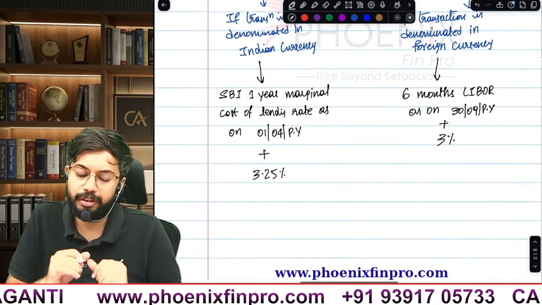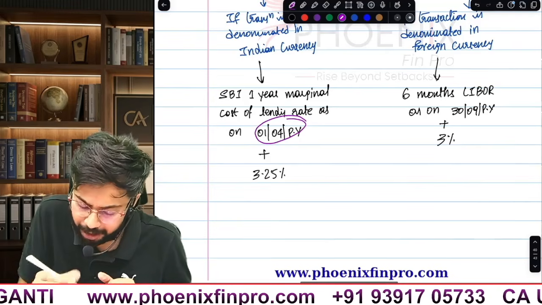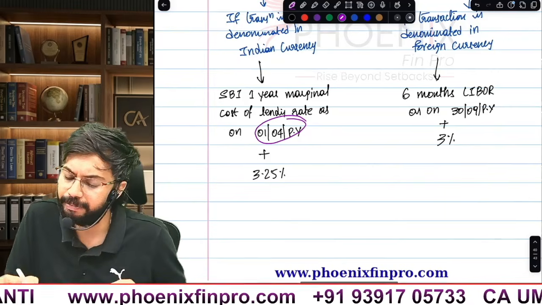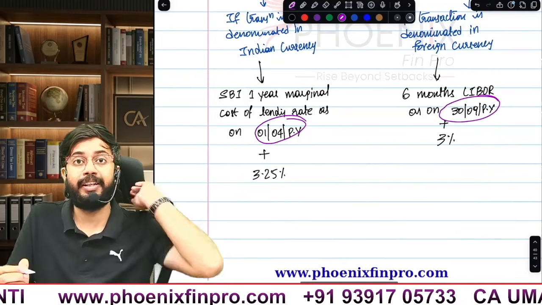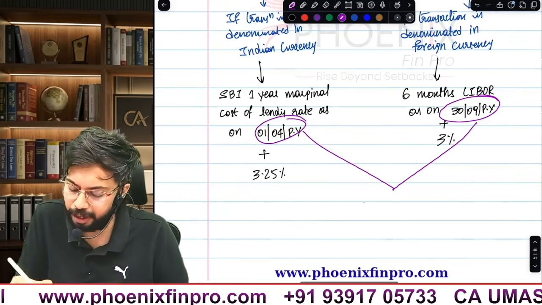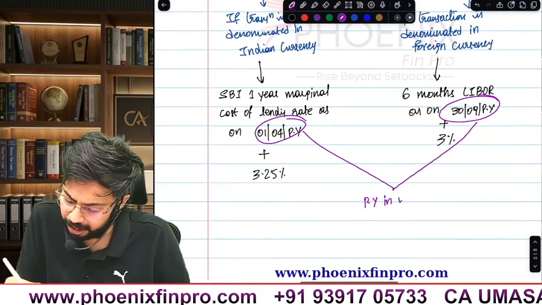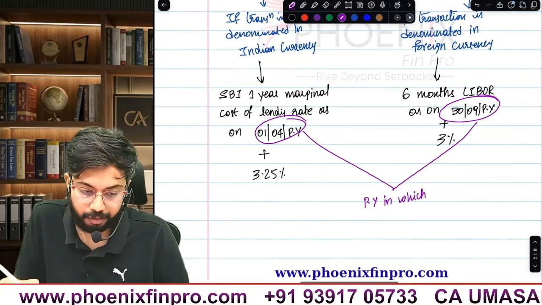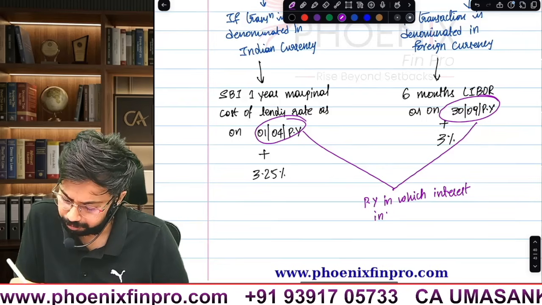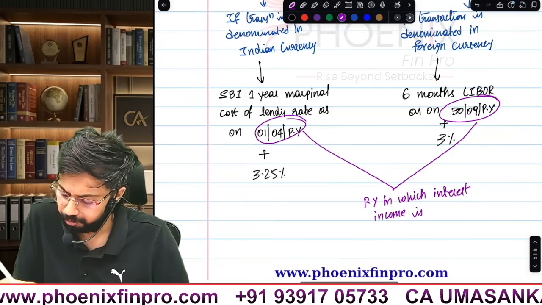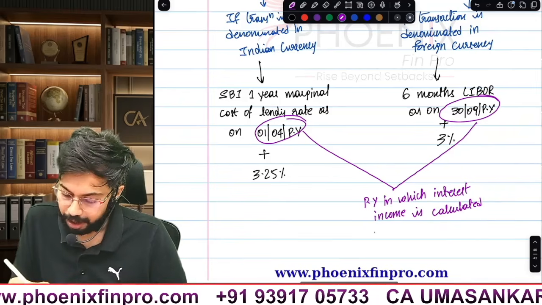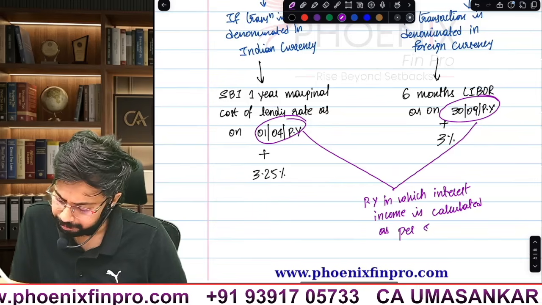Sir, we understood. We need to take the SBI 1 year marginal cost of lending rate as on 1st April of the previous year, and 6 months LIBOR as on 30th September of the previous year. For which previous year do we need to consider? You need to consider the previous year in which interest income is calculated as per secondary adjustment.